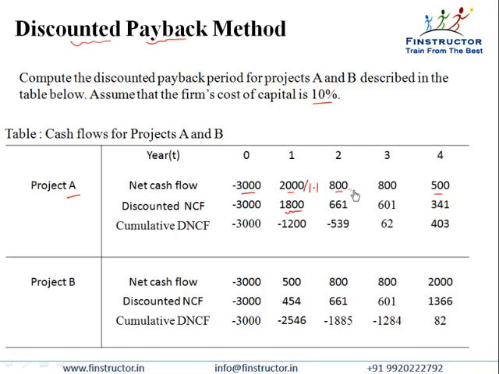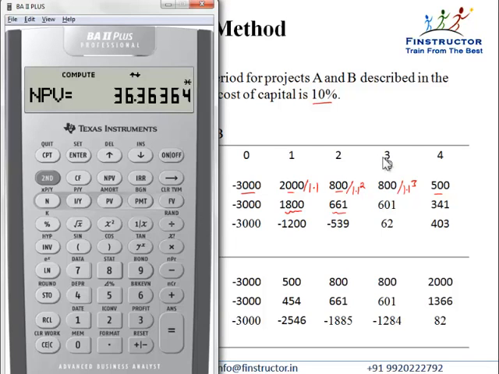The discounted back value of the second cash flow will be calculated as 800 upon 1.1 to the power 2, which comes out to be a value of $661. And for the third year, the discounted back value of the cash flow will be 800 upon 1.1 to the power 3. Let's just do one of these calculations to verify that they're correct. So let's do it for the third year.